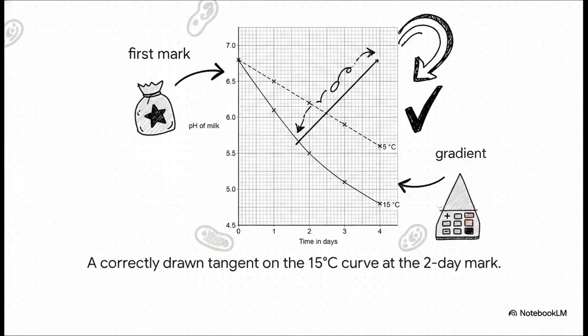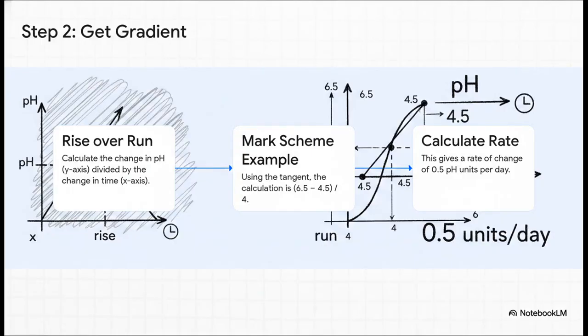And this slide shows you exactly what a correct tangent should look like. Getting this line right is your first mark in the bank. From here, everything else follows. You're going to use this straight line, not the curve, to work out the gradient. Step 2 is calculating the gradient of your tangent. Just remember, gradient is rise over run, the change on the y-axis divided by the change on the x-axis.